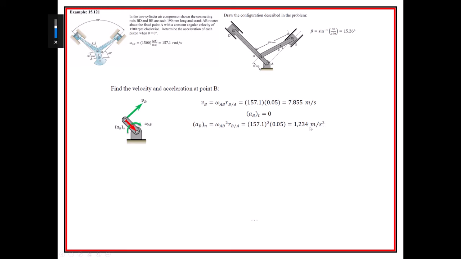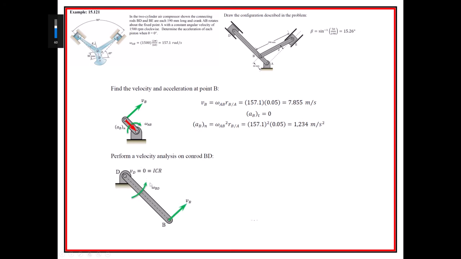And already you could say, I'm glad we turned it into meters, because otherwise we have like 1,234,000 millimeters per second squared. That's just a big number. Who wants to do that? I don't. And so we would perform a velocity analysis on the connecting rod BD.